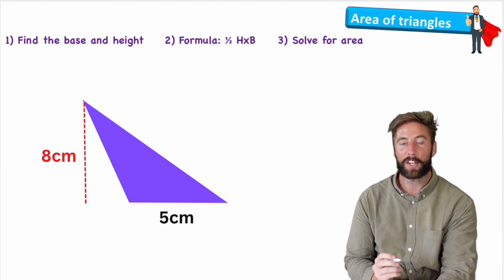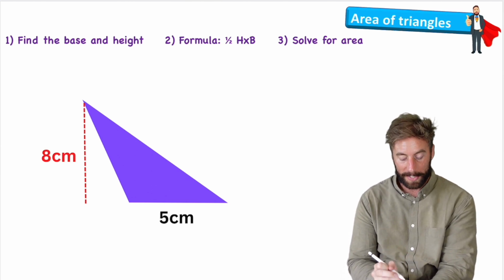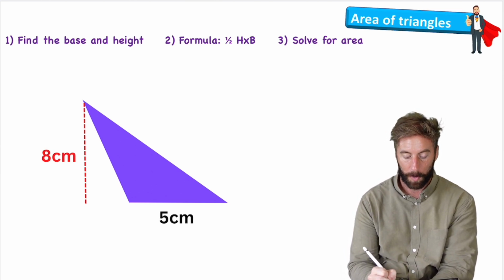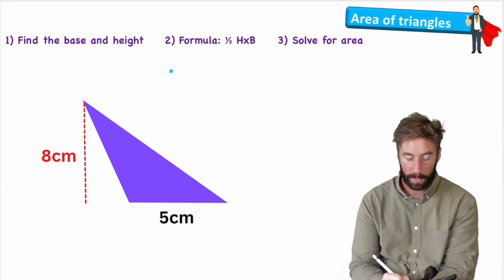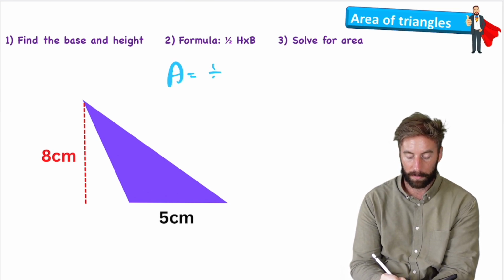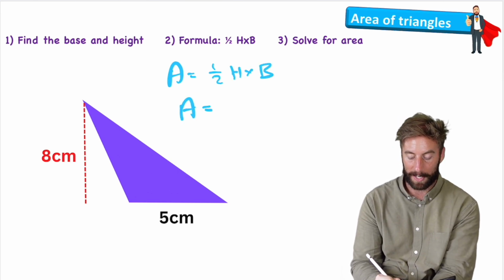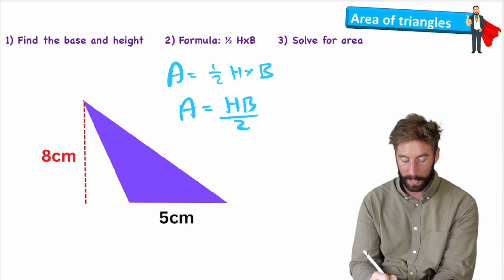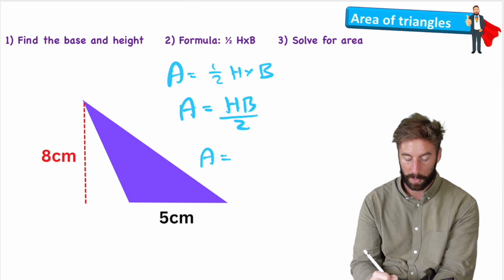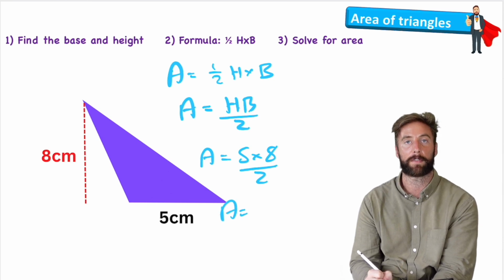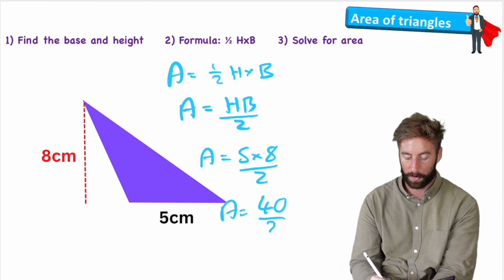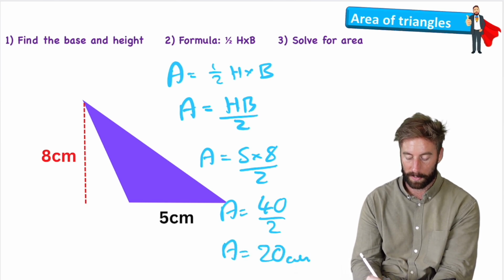And then looking at our third example, we can see that we've only been given the height and the base, so this is going to be super simple. Let's first start with our formula. Area equals half height times base, or in other words, area equals height times base over 2. So now we can put our numbers in. Area equals 5 times 8 over 2. Therefore area equals 5 times 8 is 40 over 2. Area equals 20. 20 centimeters squared.